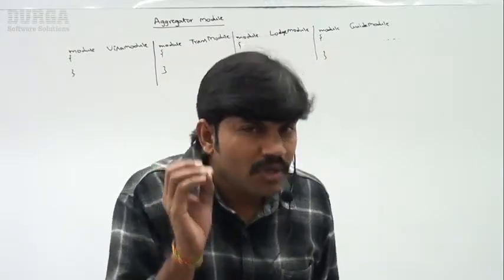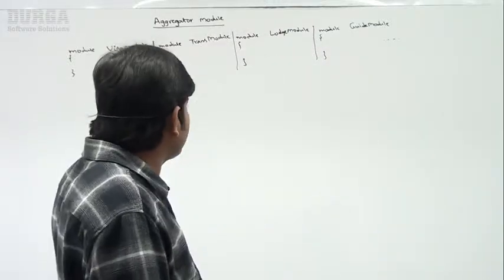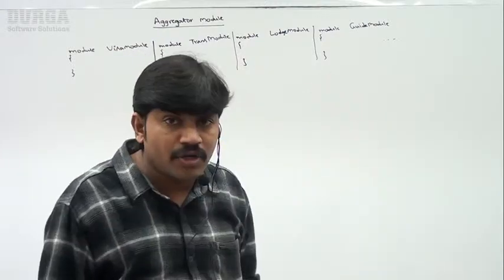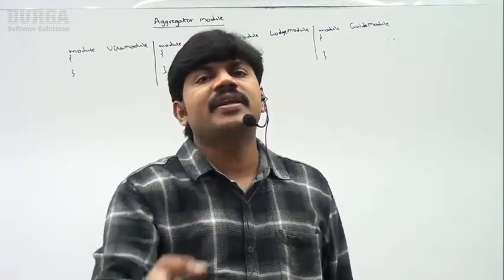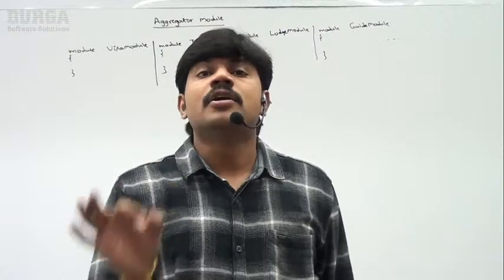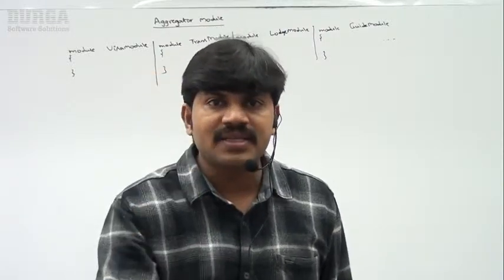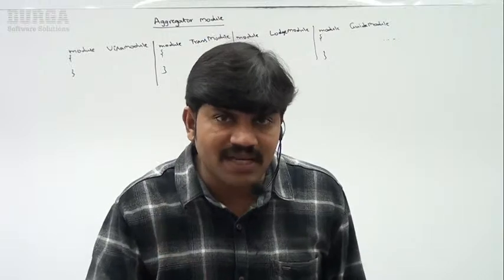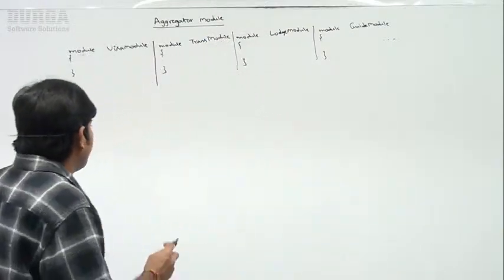How do we define this aggregator module? Who is responsible to provide visa support, transport module, lodge module, and then guide module? Who is going to provide? The travel agent is responsible to provide, right? Now the travel agent acts as aggregator for all these modules. Clear, right? Just observe very carefully.